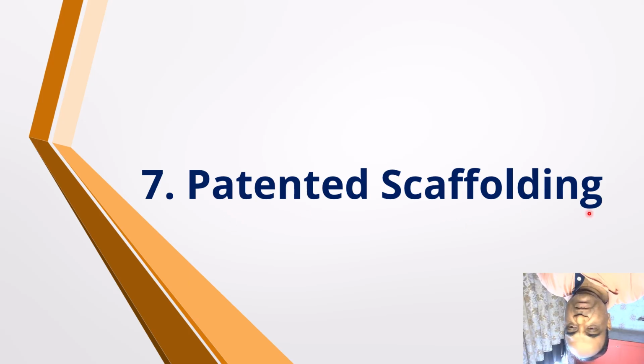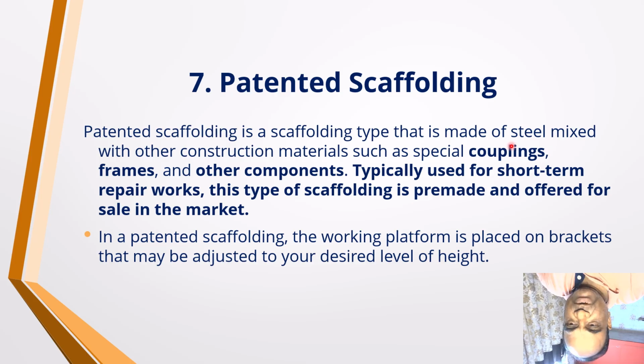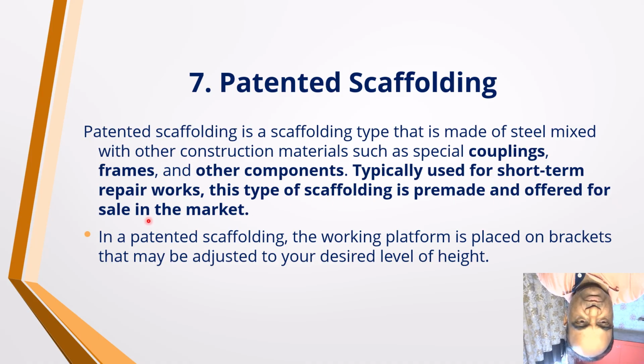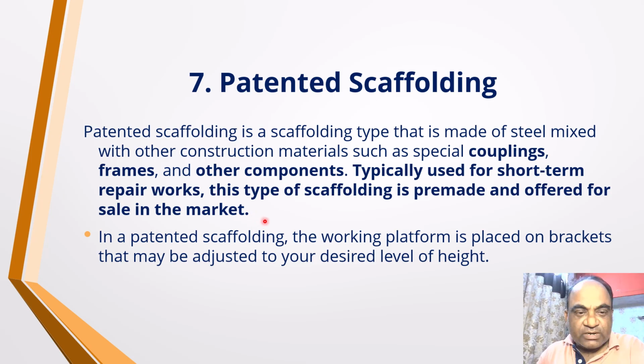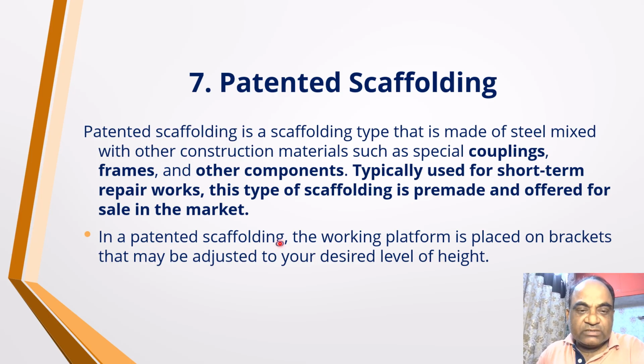So patented scaffolding is something that is ready-made in nature. Patented scaffolding is a scaffolding type made of steel mixed with other construction materials such as special couplings, frames, and other components, and typically used for short-term repair work, not long-term. This type of scaffolding is pre-made and offered for sale in the market. As the name suggests, this is a ready-made product and is available in the market. You can buy it and start using it.